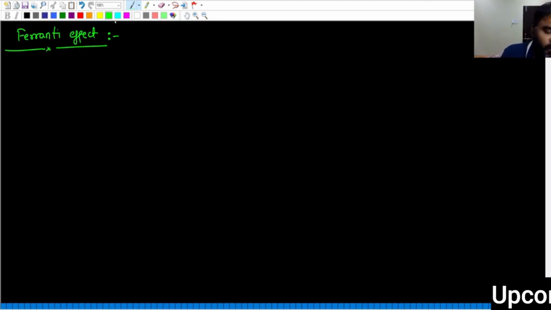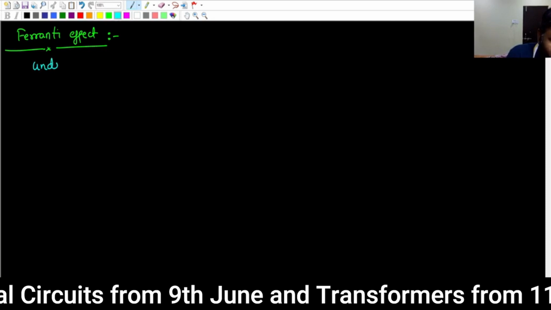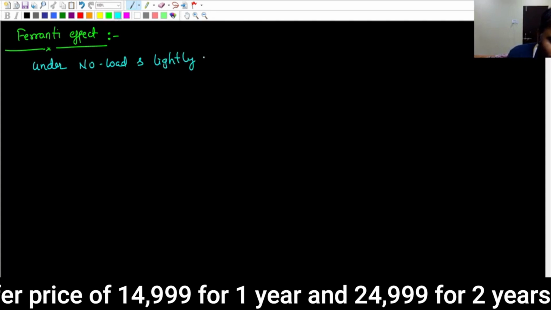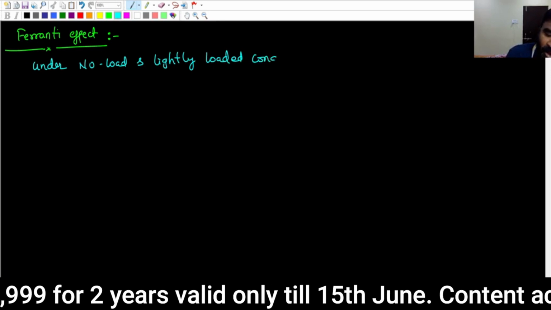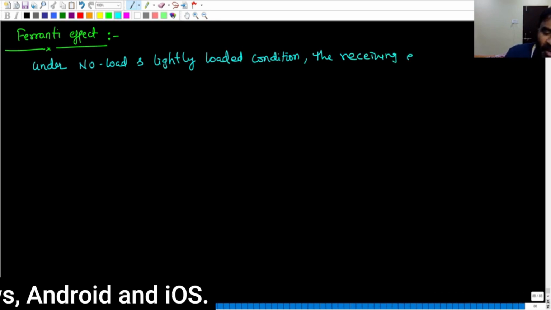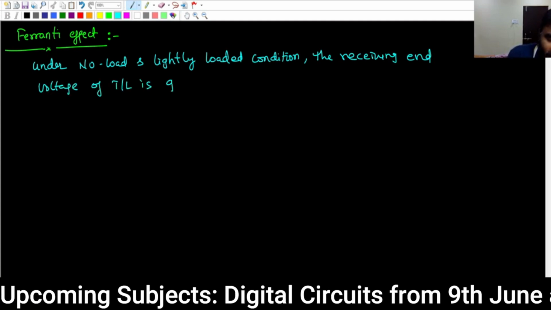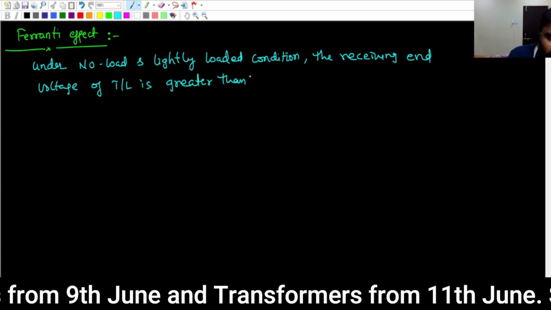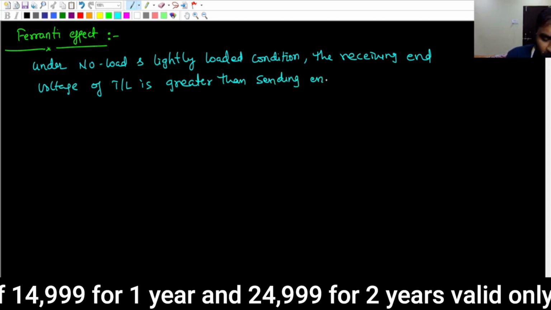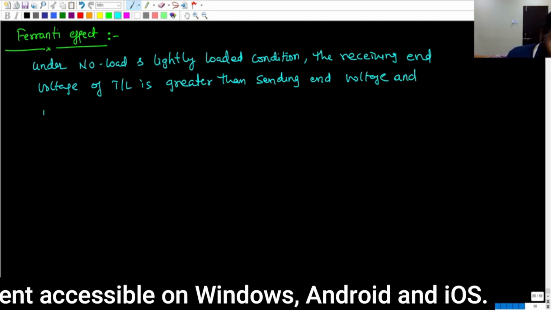See, Ferranti effect means under no load and lightly loaded condition, the receiving end voltage of the transmission line is greater than the sending end voltage. And it is called the Ferranti effect.